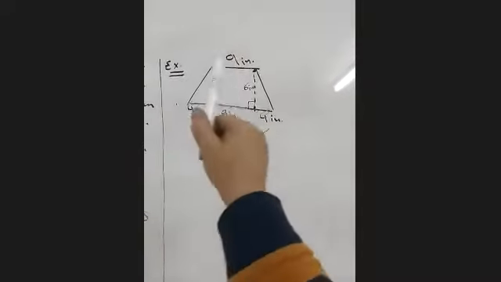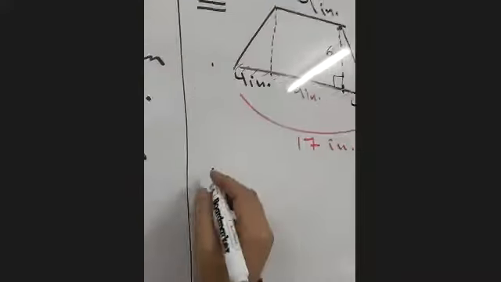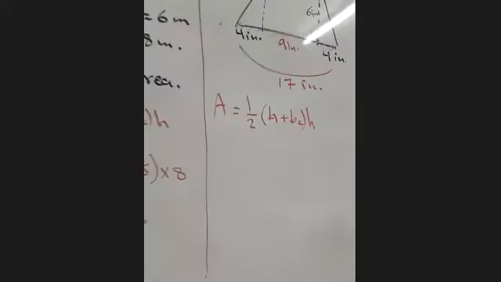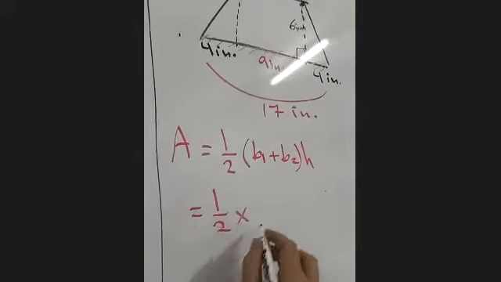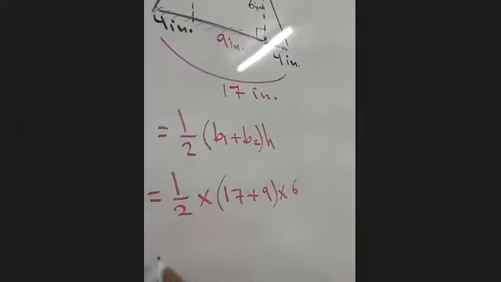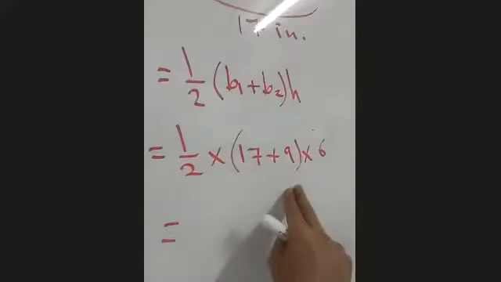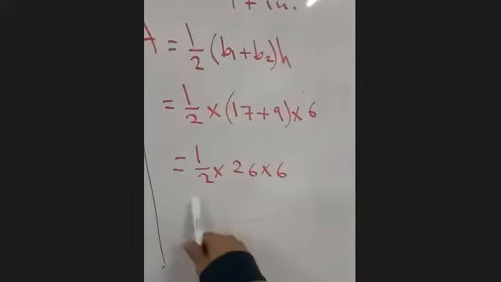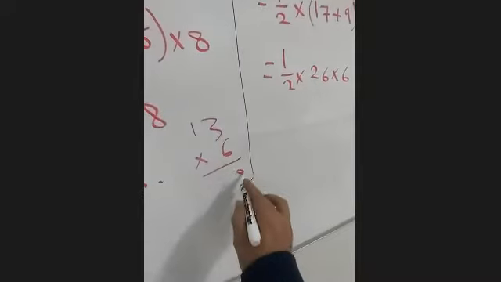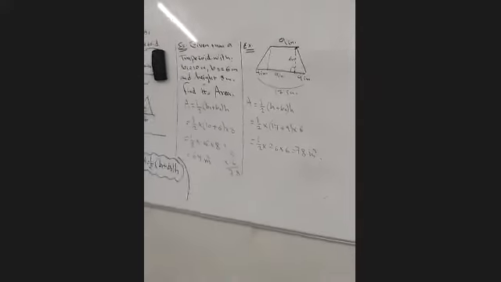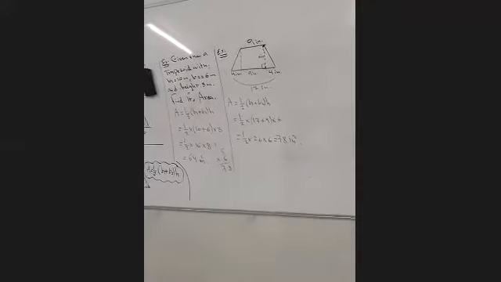Now I have base 1, base 2, and height. I can apply the formula. Write your formula, A equals half multiply bracket base 1 plus base 2, multiply the height. This is equal to half multiply base 1, 17, plus base 2, 9, multiply the height, 6. Now simplify the bracket first. This is 26, half multiply 26 multiply 6. Half of 26 is 13, multiply 6, it is 78 inch power 2. This is how we find the area of a trapezoid.